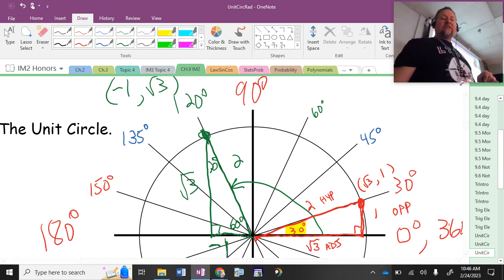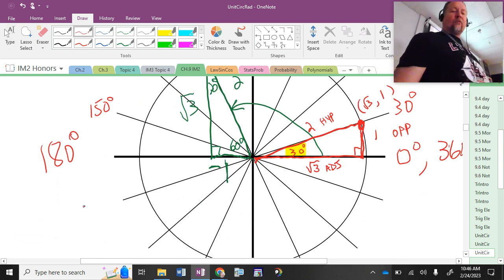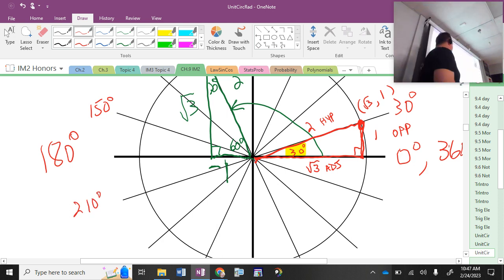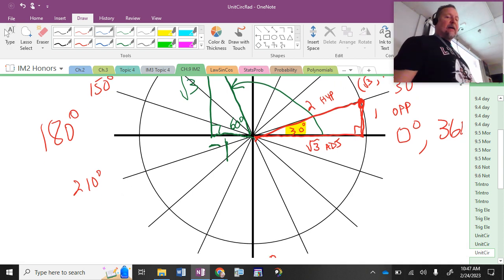Hey, what's 30 degrees past 180? 3, 2, 1, go. I'm going to do that fast because that's easy. If you can't add 30 and 180, we got a problem. Okay, take a second for 45 past 180. 3, 2, 1, go. 225.